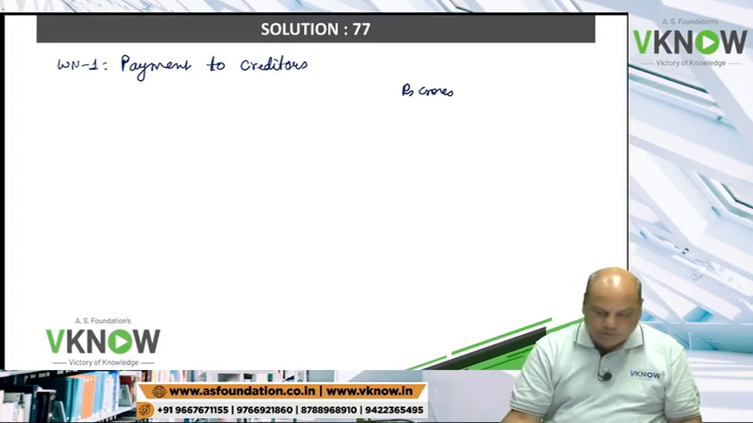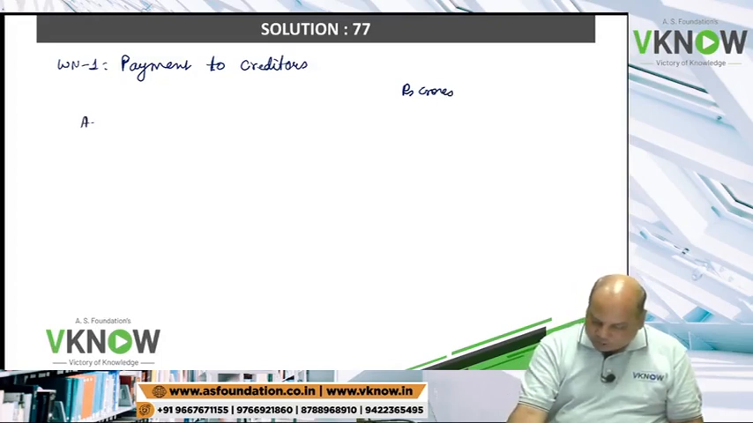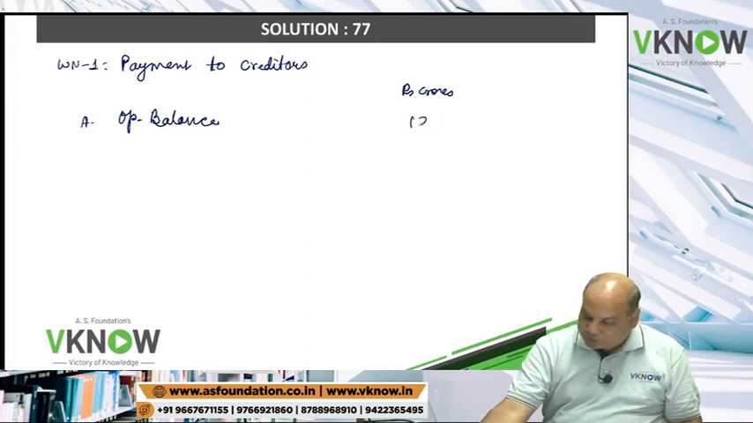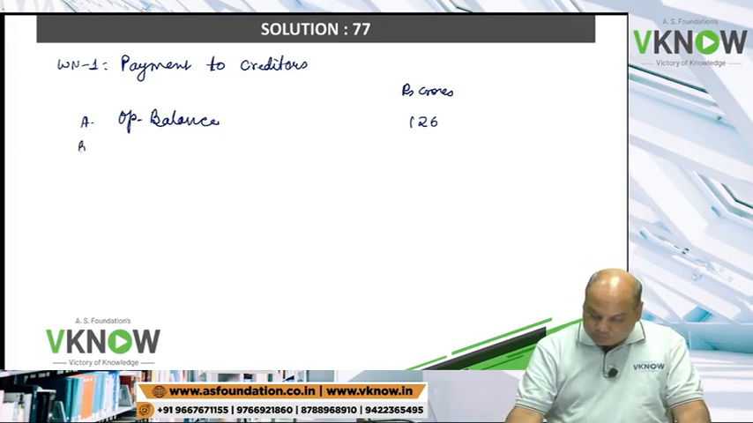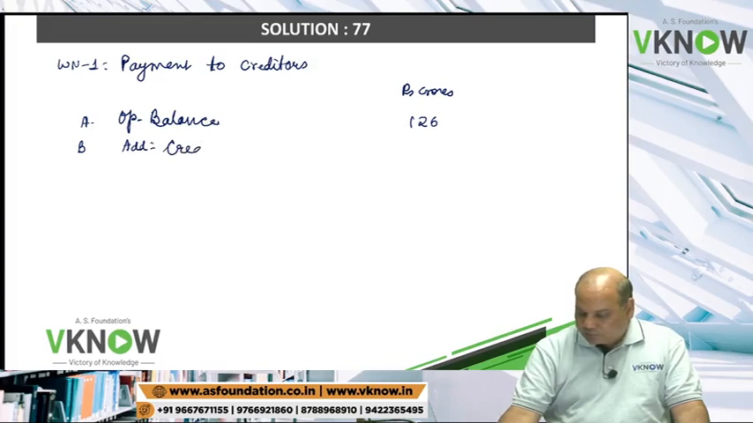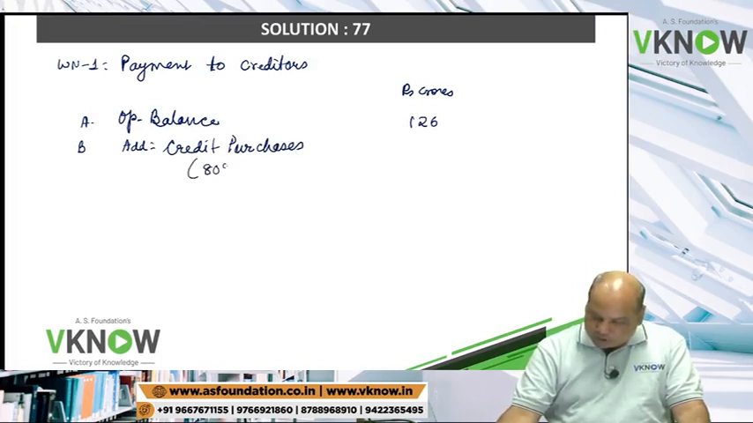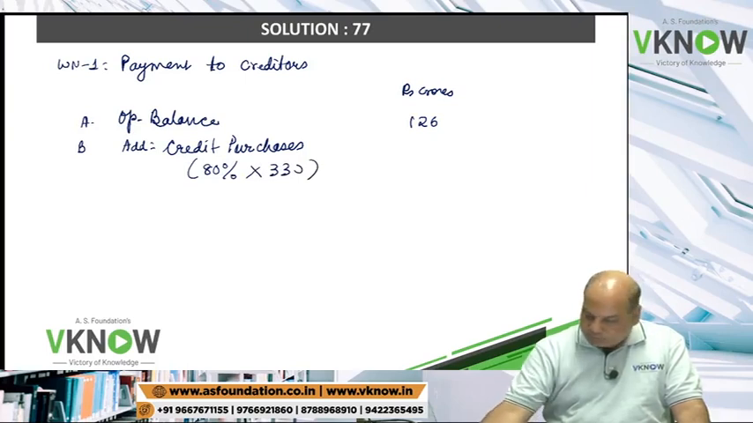Right hand side, rupees in crore. First point A, opening balance, or you can prepare a ledger also if you want. Opening balance is 126. Point B, add credit purchase. Add credit purchase is 80% of 330, that is 264.